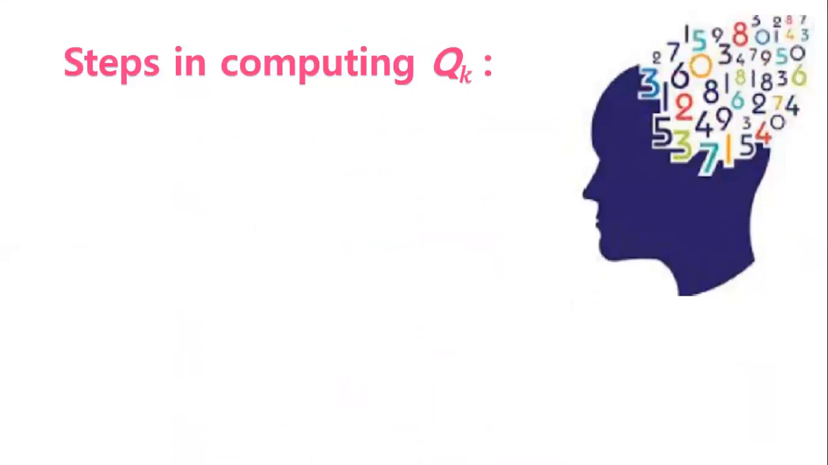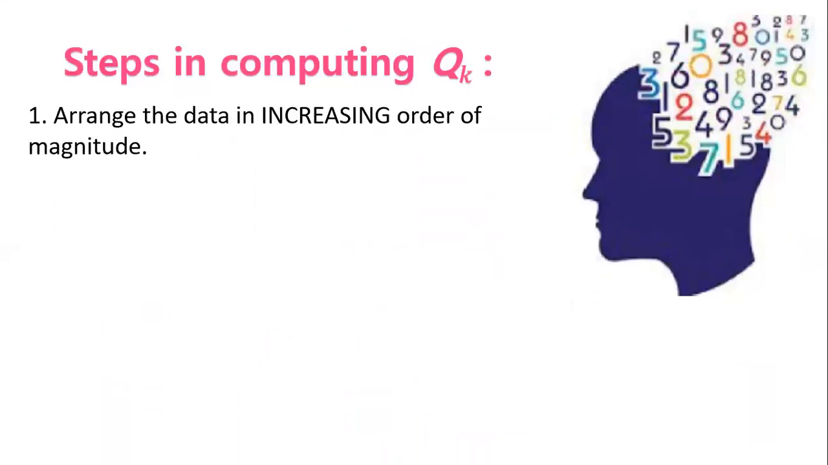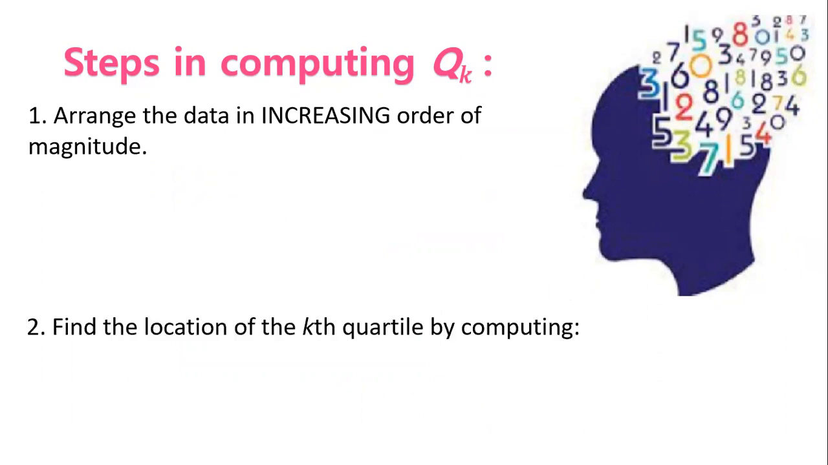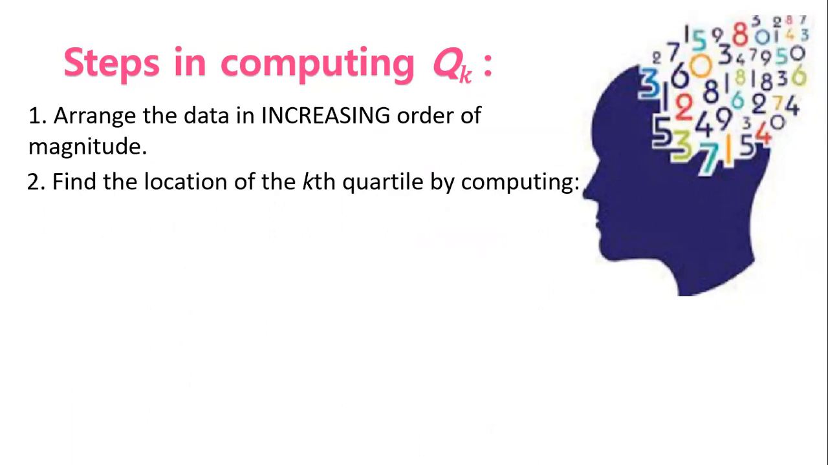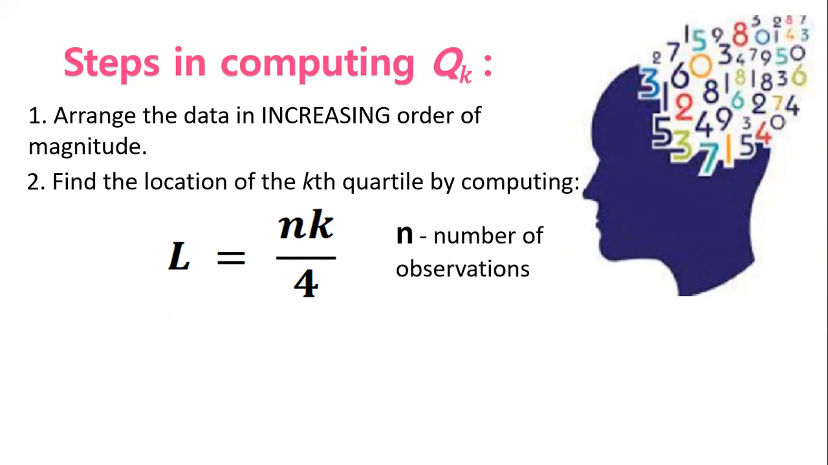For the steps in computing the kth quartile, step 1, same as percentile and decile, we arrange the data in increasing order of magnitude. Second, we find the location of the kth quartile by computing L equals NK divided by 4. If you observe, the denominator is the number of divisions. For percentile, over 100. For decile, over 10. For quartile, over 4. Where N is the number of observations.